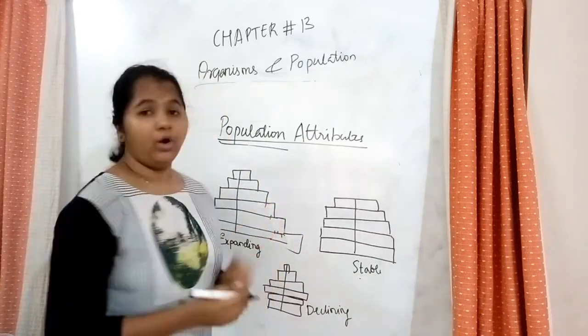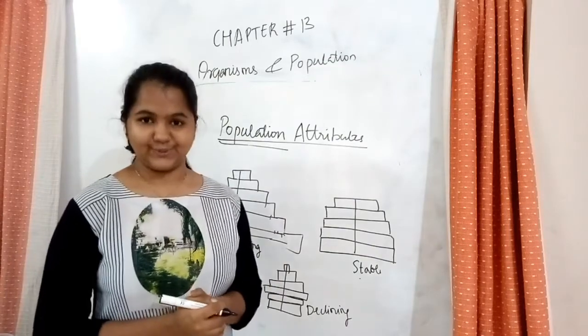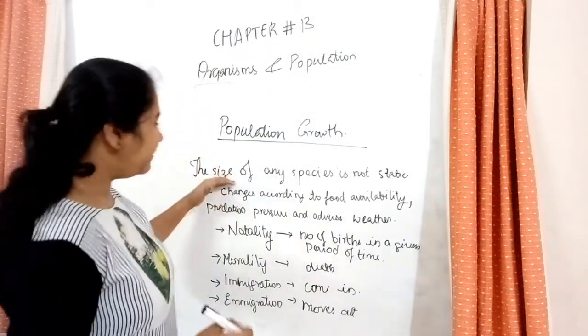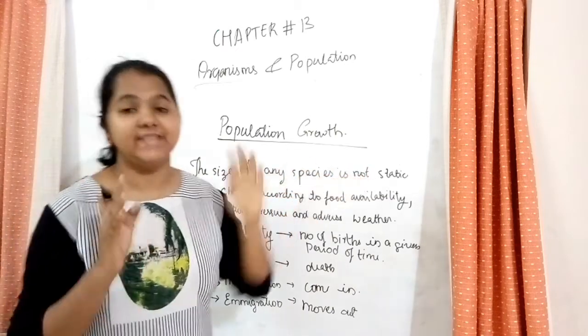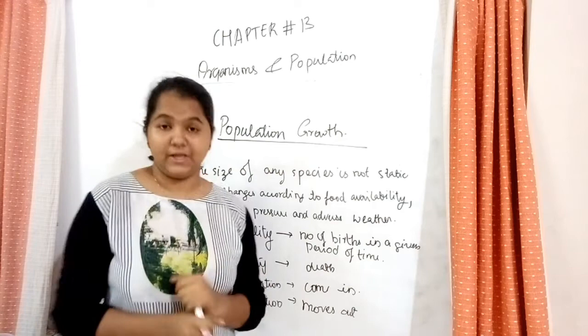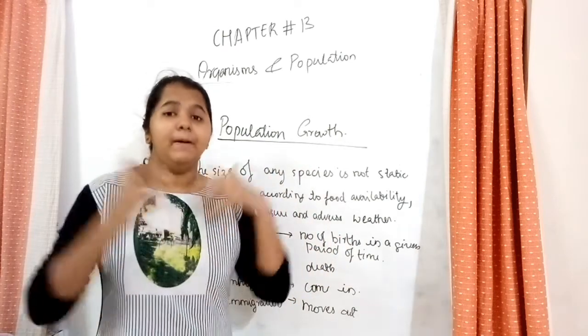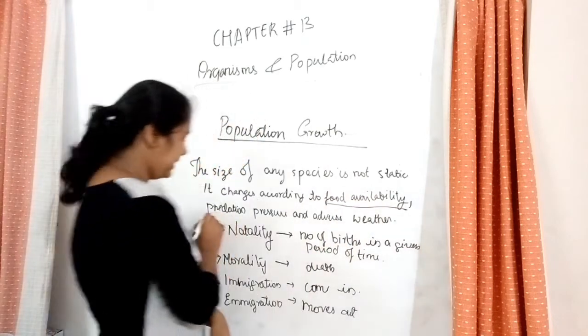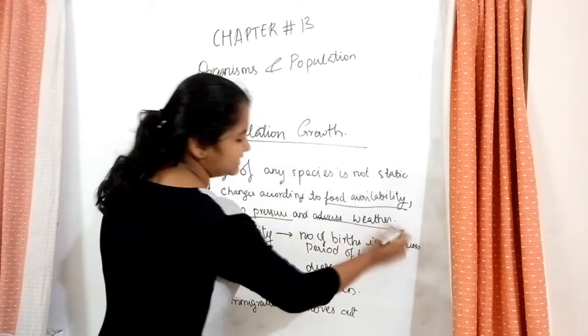Okay. So now let's see population growth. Let's define what population growth is. Population growth of a species is not static. It doesn't stay constant because population is dependent on many factors. Some of the factors are food availability, predation pressure, and adverse weather.